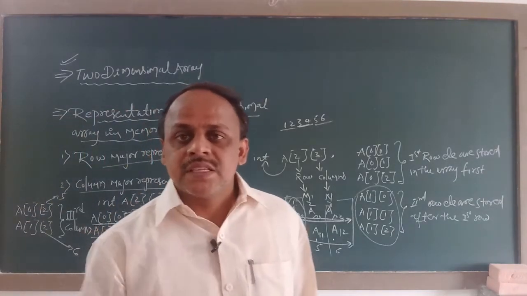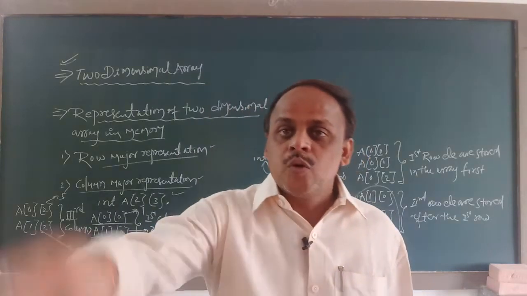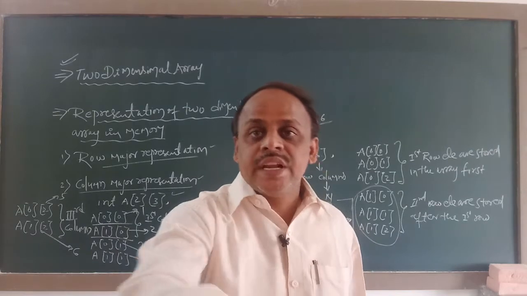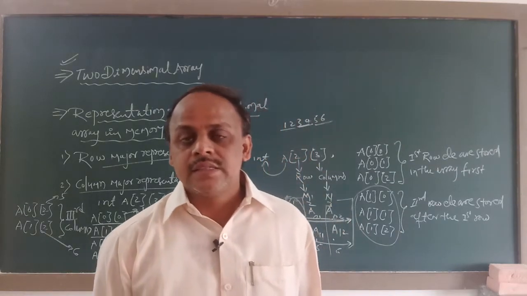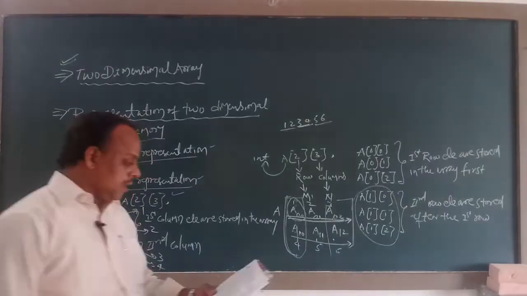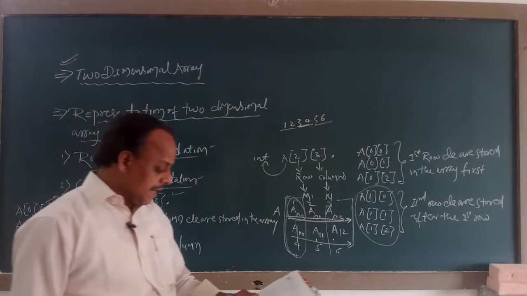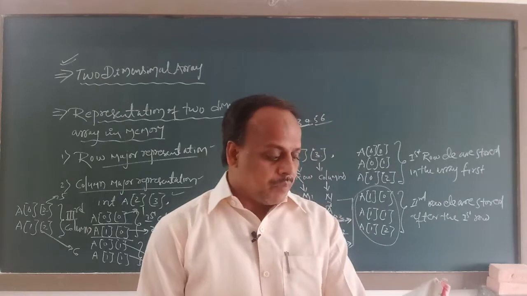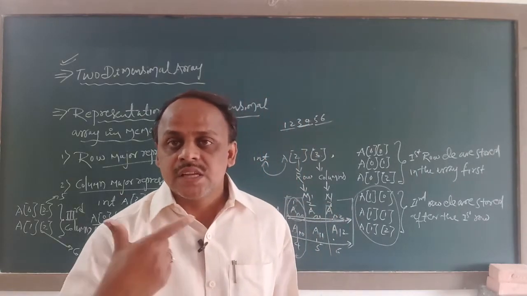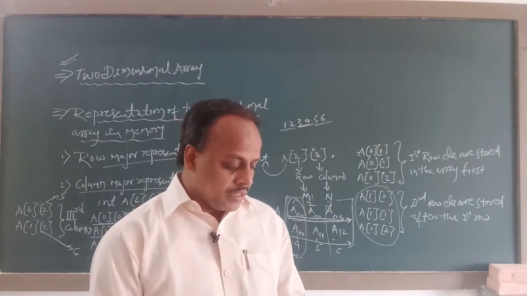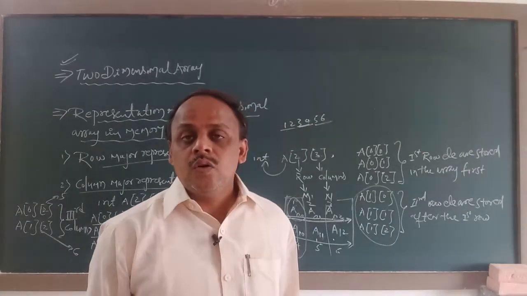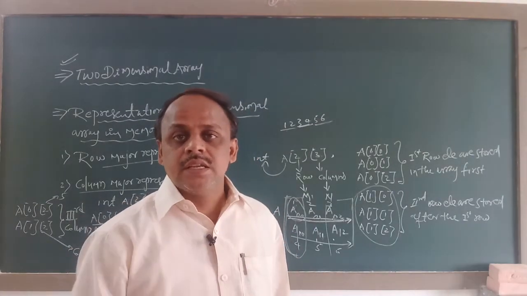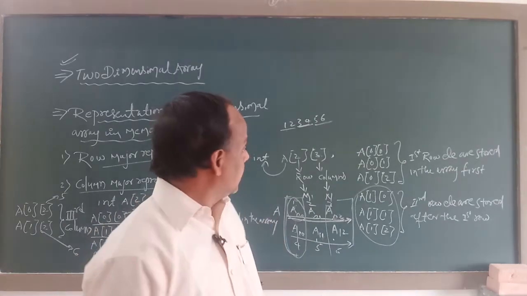Row major order means elements are going to be stored row-wise. Column major order means elements are going to be stored column-wise, right? So this is how to represent a 2-dimensional array in memory. A 2-dimensional array can be represented in memory in 2 ways. The first one is the row major representation, the second one is the column major representation.